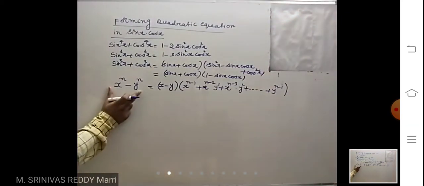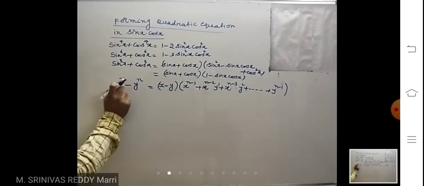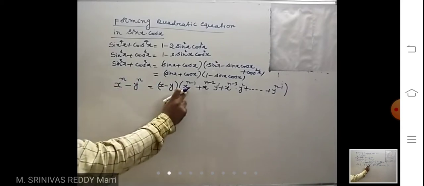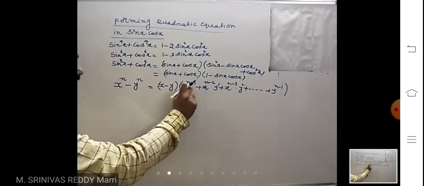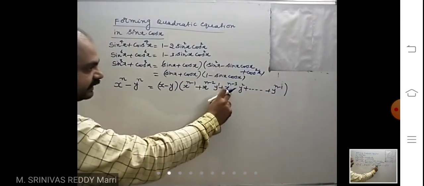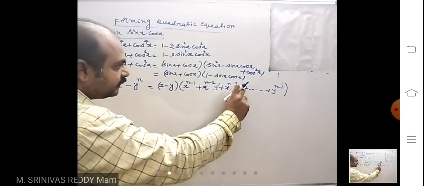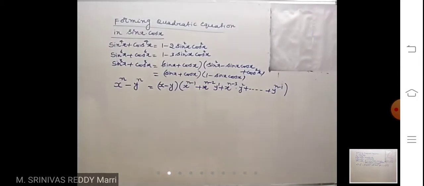The factorization of this term is, whenever you get x power n minus y to the power n, it is nothing but x minus y into x power n minus 1, one less than this, right? So in the next step, decrease the x power by 1 and increase the y power by 1. In the next step, decrease the x power by 1 and increase the y power by 2, and so on, up to y to the power n minus 1.